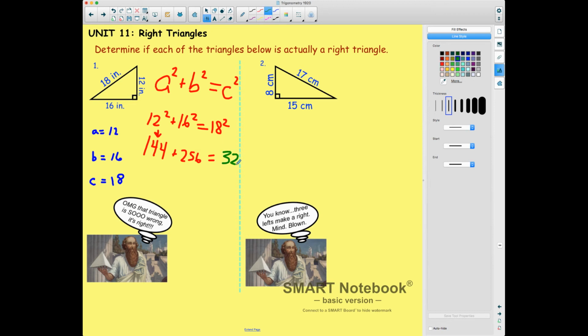Now, this is where we're going to test it out and see if it's true. What is 144 plus 256? What is it? Is it 324? No! It is 400. That's not equal to 324, which tells us that that is not a right triangle. The answer is no, it's not. So this right here is a falsehood. It's not a right triangle.